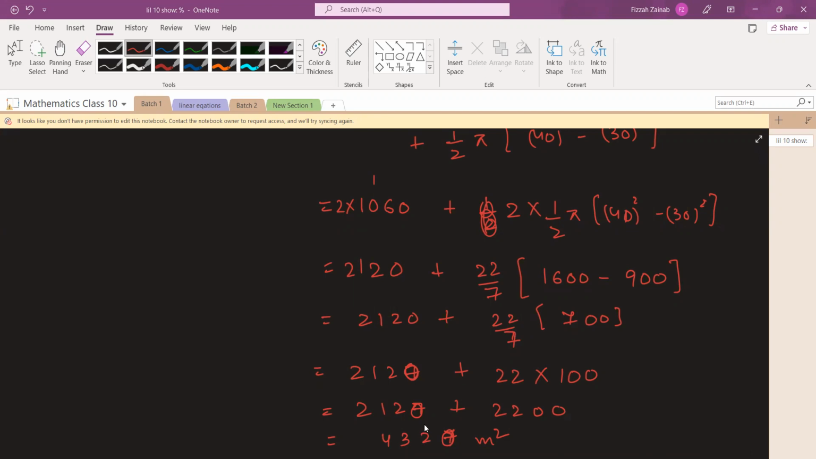Actually, one question I left in between. Let us do that also. Why leave it? Question number 4. So I have actually solved it by a short method. 6th question, sorry. Let us do it also.